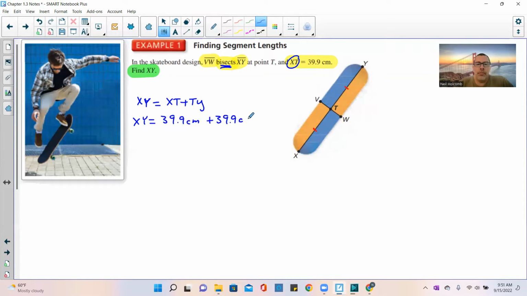And simplify. 9 plus 9 is 18, carry a 1. 9 plus 9 is 18, plus this 1 is 19, carry the 1. 3 plus 3 is 6, plus 1 is 7, and there's one decimal place. So XY equals 79.8 centimeters. From here all the way to here is 79.8 centimeters.